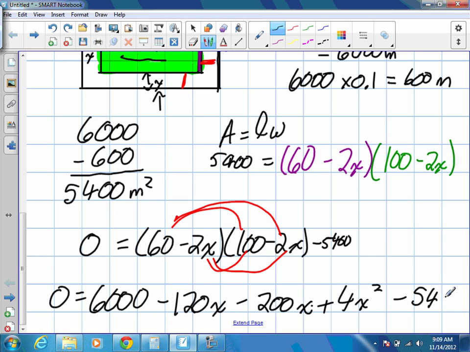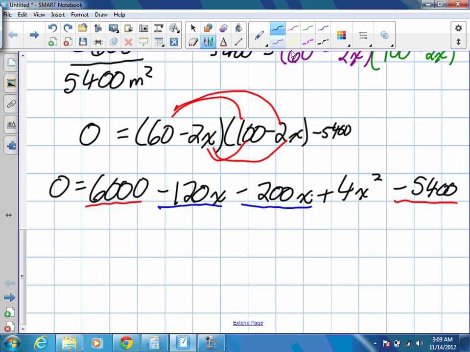We'll collect our like terms. These are two constants, so we'll put those together. And we have two variables of x to the power of 1, which are like terms, so we need to put those together. We also want to bring this term to the front. We always try to bring the term with the highest degree to the front of an equation. So we have 0 is equal to 4x squared, negative 120x minus 200x, which is negative 320x, and 6,000 minus 5,400, which is 600. Okay, now we're in standard form.